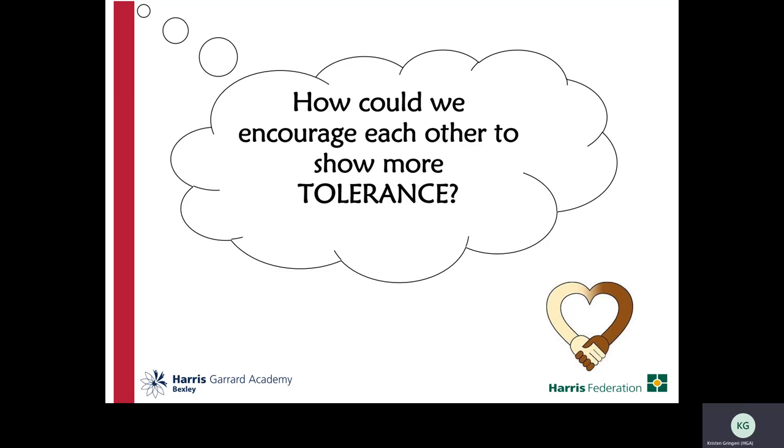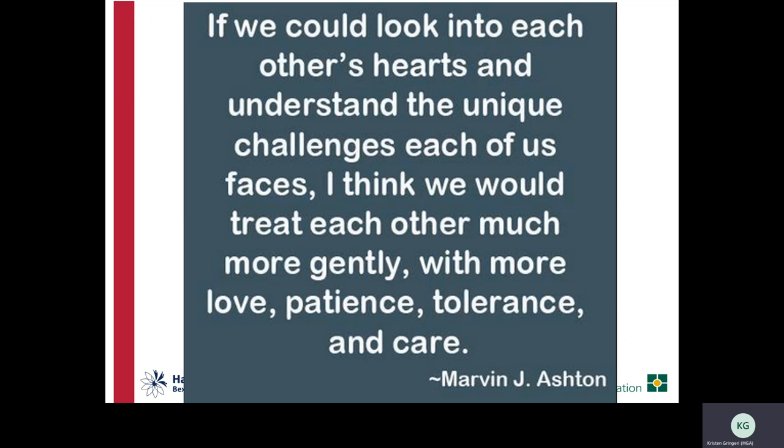How do you think you could encourage others to show a lot more tolerance? So if you notice that one of your friends tends to get into a lot of arguments quite a lot, then what can you do to help that become a lot more peaceful and encourage that tolerance?